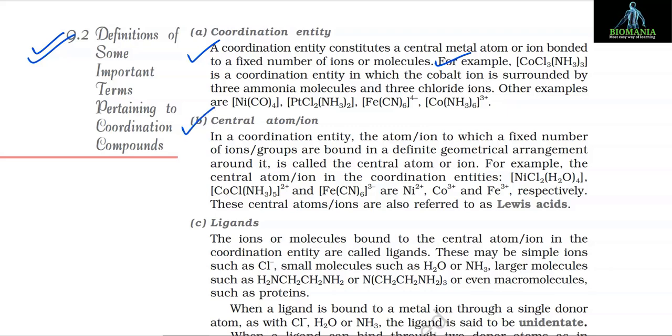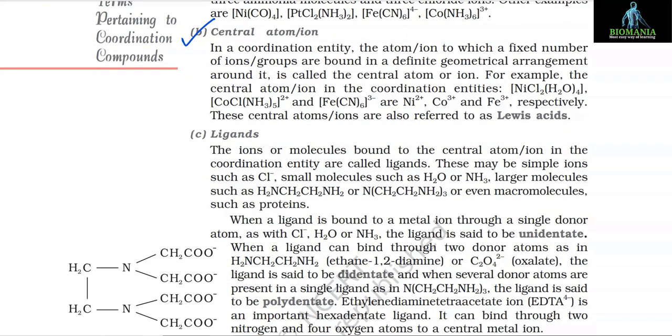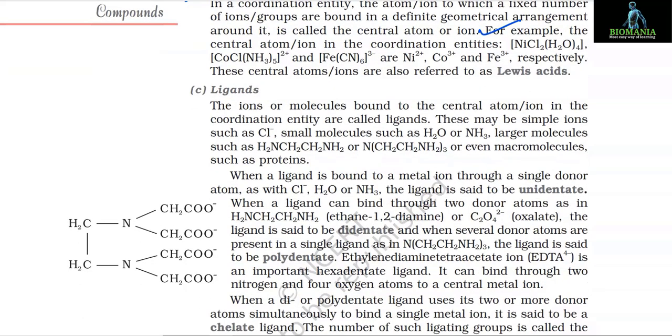B. Central atom or ion. In a coordination entity, the atom or ion to which a fixed number of ions or groups are bound in a definite geometrical arrangement around it is called the central atom or ion. For example, the central atom or ion in the coordination entities [NiCl2(H2O)4], [CoCl(NH3)5]2+ and [Fe(CN)6]3- are Ni2+, Co3+ and Fe3+ respectively. These central atoms or ions are also referred to as Lewis acids.